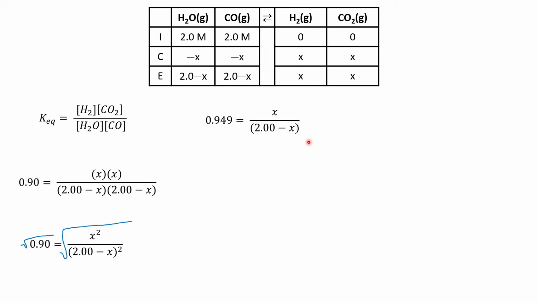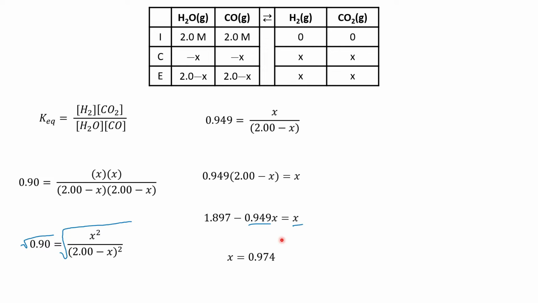Again, we're just working through our algebra here. So we need to take this quantity over to the left-hand side of the equation, like so. We're going to distribute this 0.949. Here is our expression. Now we're just going to combine like terms, and we get X equals 0.974.